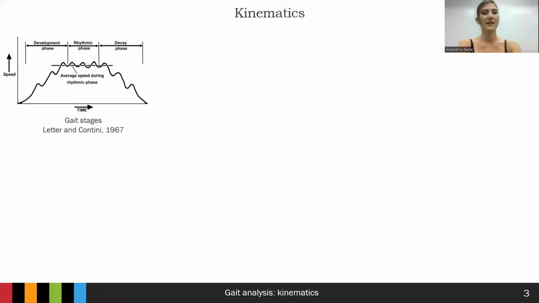So regarding kinematics, the researchers tried to define different stages of walking. And the most common one is the gait stages defined by Letter and Contini in 1967, which divided the gait in three phases: a development phase, a rhythmic phase, and a decay phase. And the researchers focused more especially on the rhythmic phase for gait analysis.